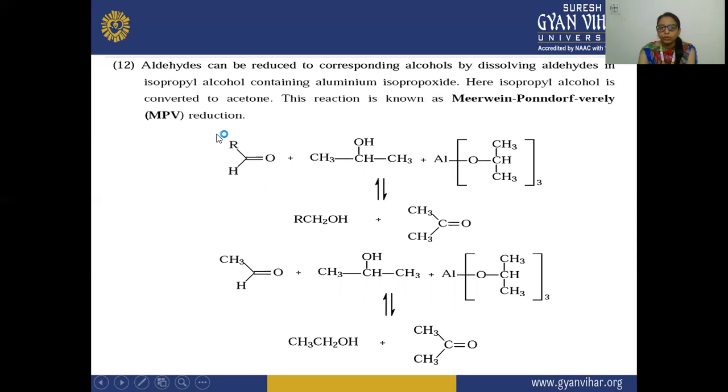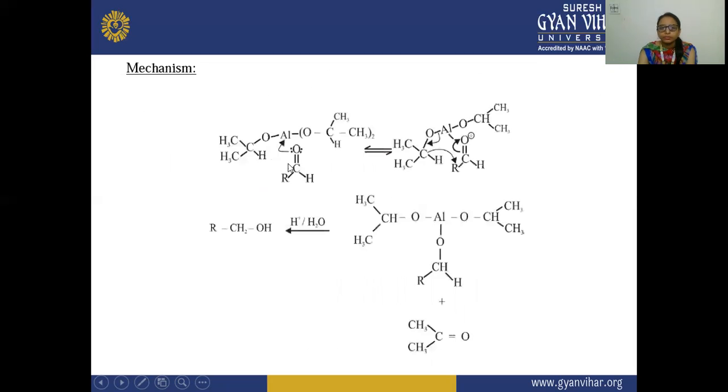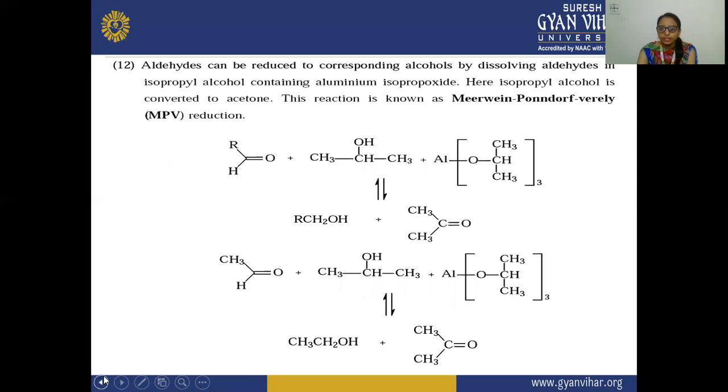Here isopropyl alcohol is converted to acetone. This is the Meerwein-Ponndorf-Verley reaction, the MPV reduction reaction. In this you will see the aldehyde is reacting in the presence of alcohol containing aluminum isopropoxide, and here this is converted to acetone. So this aldehyde is converting into the acetone plus your alcohol.